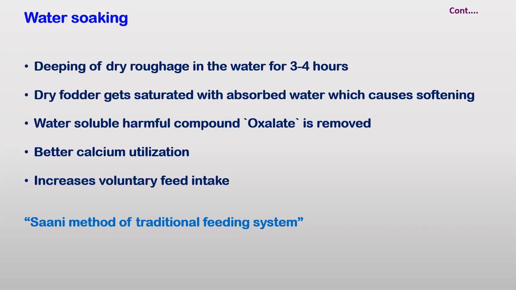So this is the sunny method, and this method is very important, and this is the traditional feeding system in village areas. With the application of the sunny method, the animal will get a constant amount of nutrients from all the sources: from dry roughage, from green roughage, from concentrate as well. And they also get a small amount of water as well. So this is the best method of feeding to the animals, the sunny method.